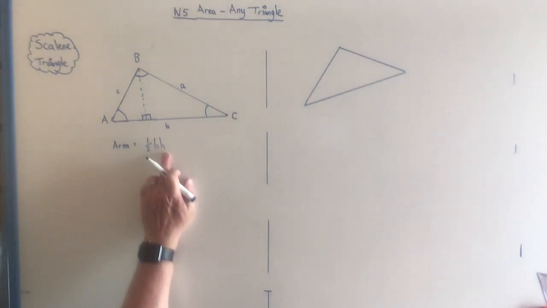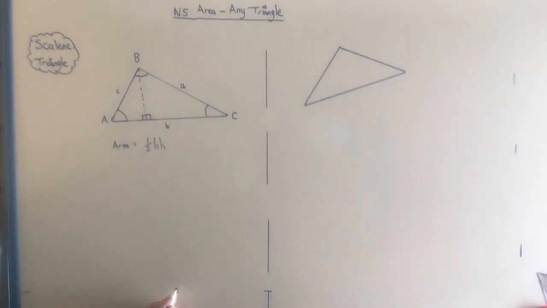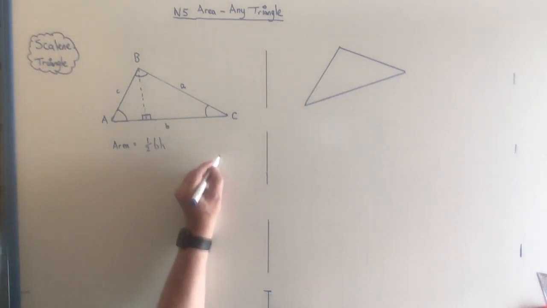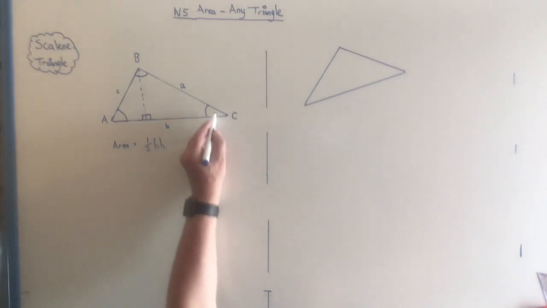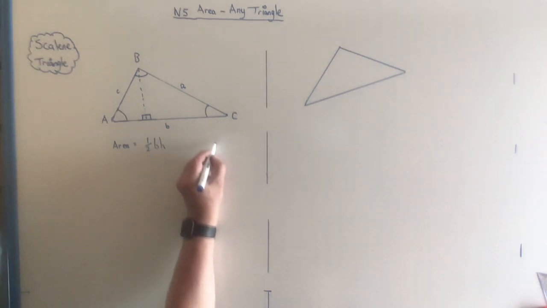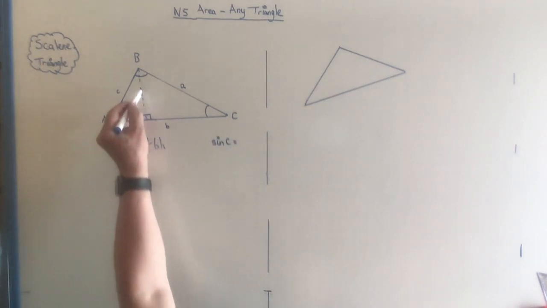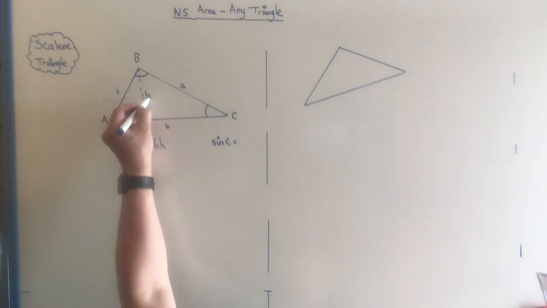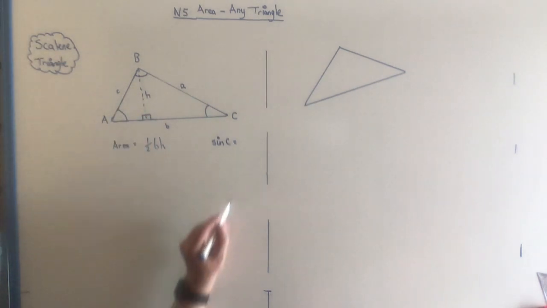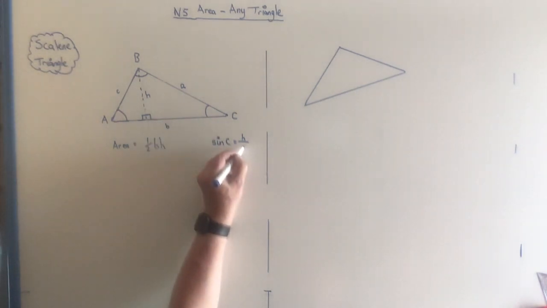Okay, and if we do that, then we need to find an expression for h, because we don't have the vertical height here. So how do we go about that? Well, using a wee bit of SOHCAHTOA from National 4, then we should know, if I talk about the angle at C here, so I'm looking at the angle at C, well, SOHCAHTOA tells us that sine C is equal to the opposite here. Now that's h, the vertical height h, divided by the hypotenuse, which is a.